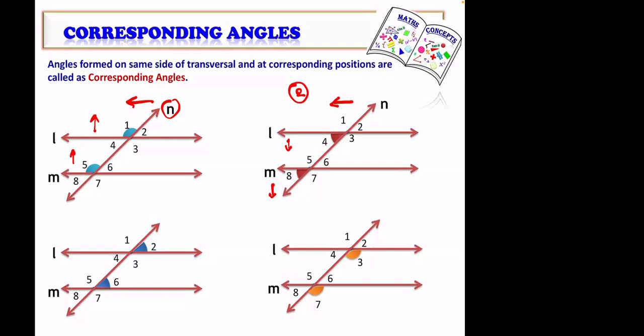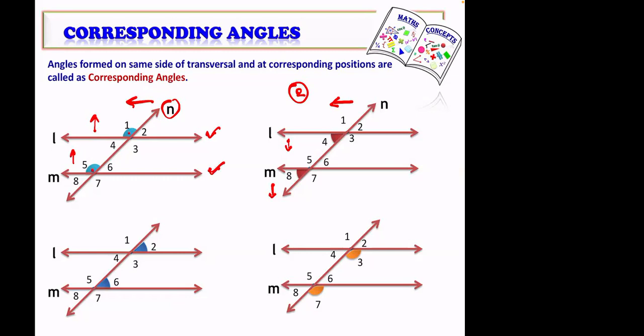Now looking at these angles 1 and 5 or 4 and 8, do you think they could be equal in measure? Yes, they will be equal. Just by looking at them, we can say that they are equal in measure. But remember, they would be equal only if these lines are parallel. If these two lines are parallel, then only these angles would be equal, 1 and 5 or 4 and 8.